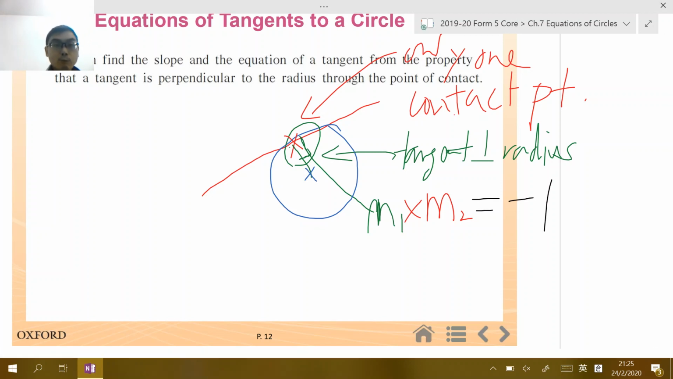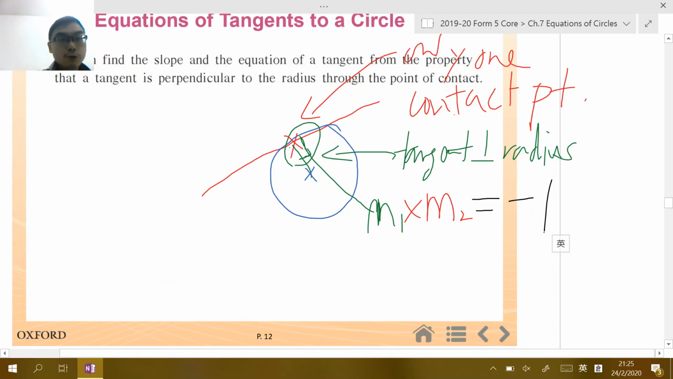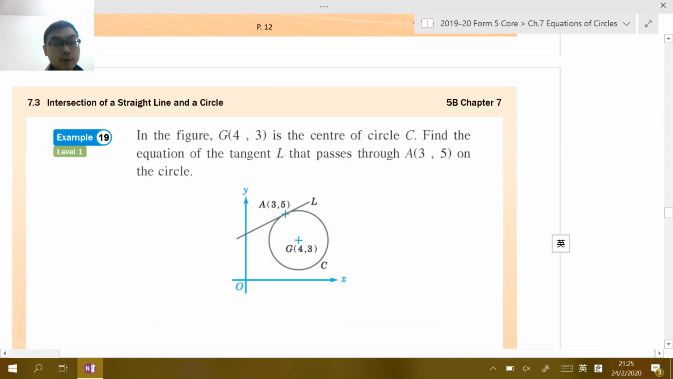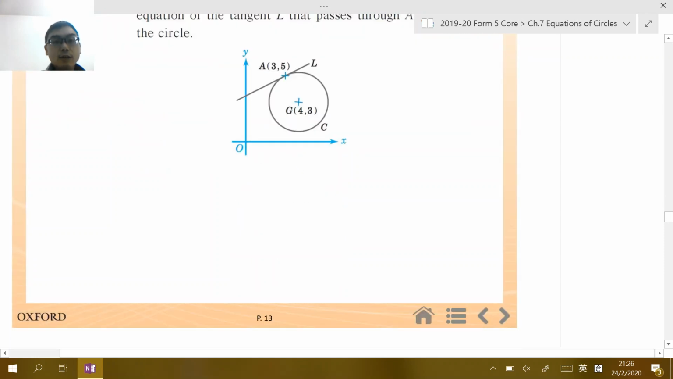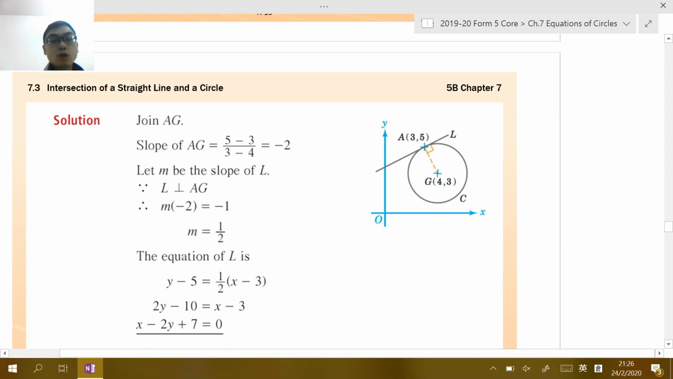So keep in mind this concept, and it may be very helpful for you to do the questions further on. So let's take a look at example 19. In example 19, you can see the center is given and A(3,5) is exactly the contact point. Now you have to find L. In order to find L, the tangent, the book will show you a very easy way. First of all, you join AG, that means you join the radius. So you know, as I just mentioned, you have the property of a right angle.